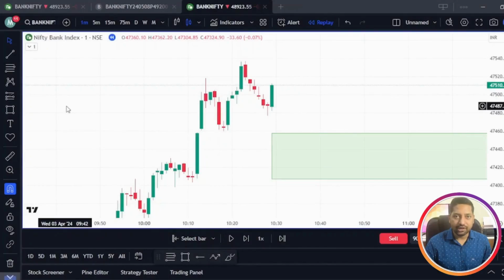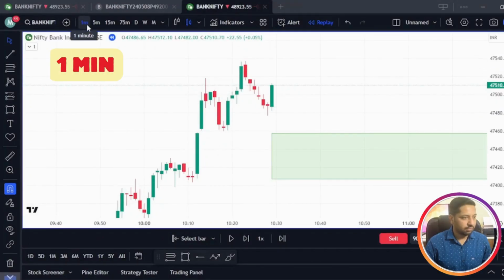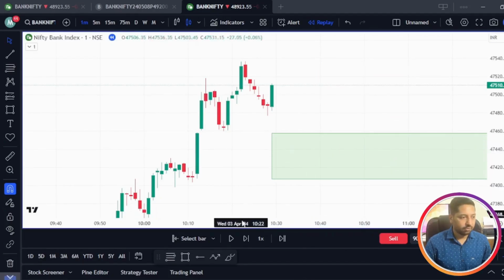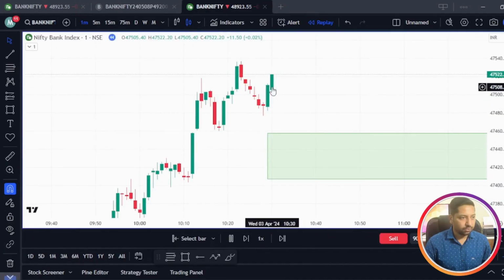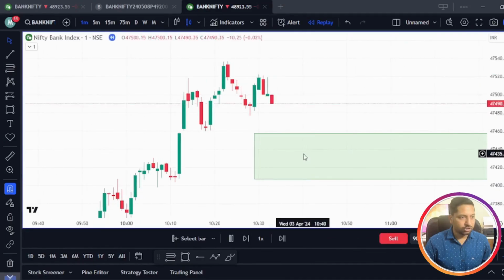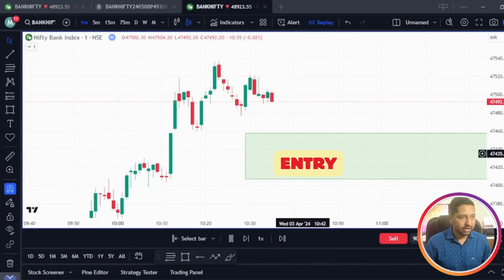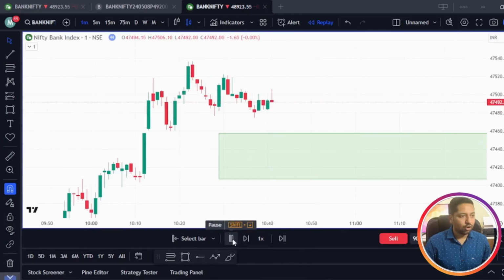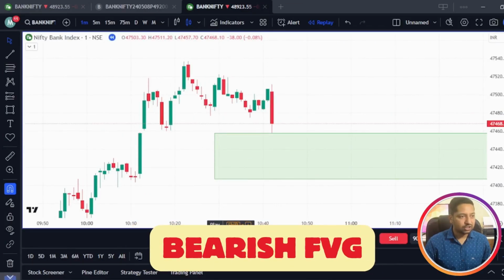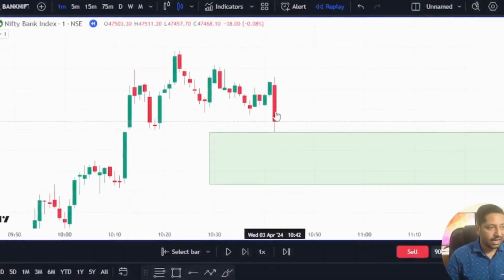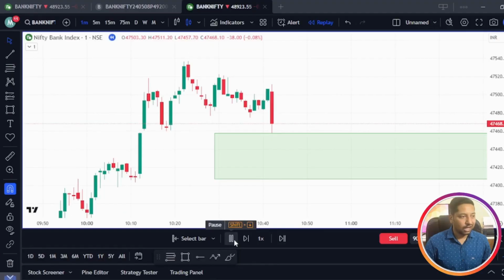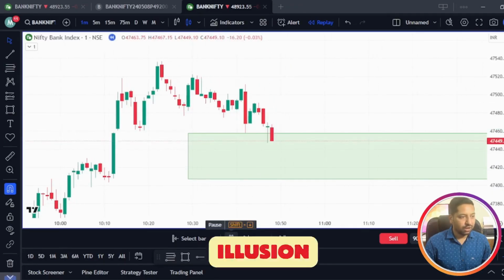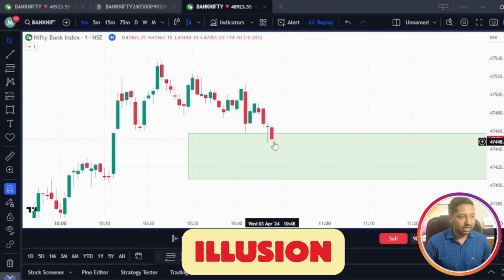We are on a Bank Nifty index chart on a 1-minute time frame. We have identified a point of interest on a 15 minutes time frame. What we are expecting is for price to come and tap into this point of interest to give us an entry going back upwards. While price is coming down, what we are looking for is bearish fair value gaps, big red candles like this that are going to induce traders on this time frame to sell to give them an illusion of price breaking down.